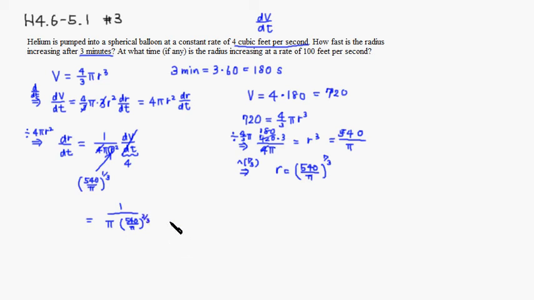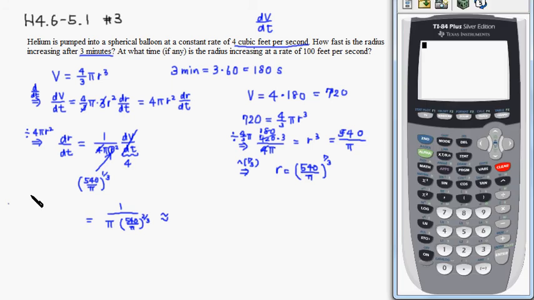Right, so let's compute that. Let's bring out a calculator here. So it's going to be 1 divided by pi, and then multiply by parentheses 540 divided by pi, and then raise it to the 2/3 power.